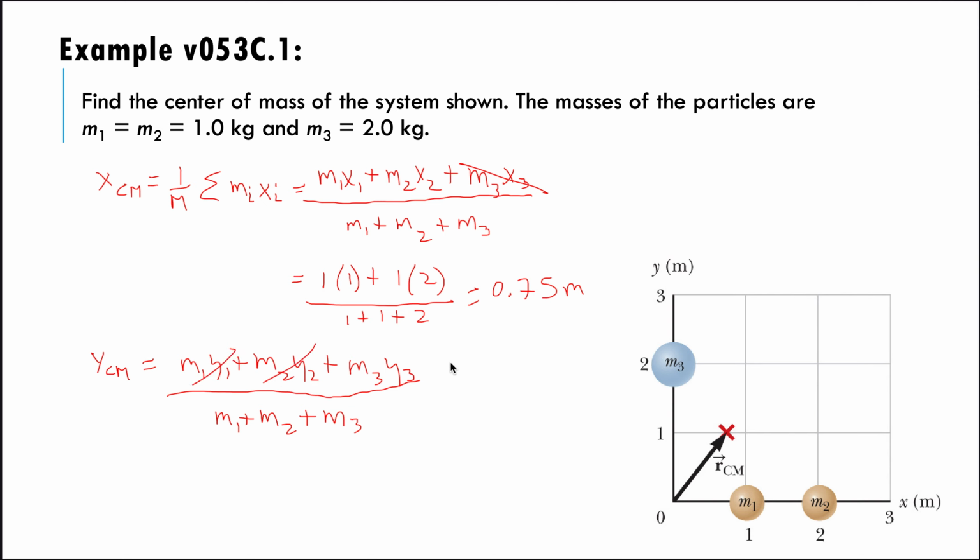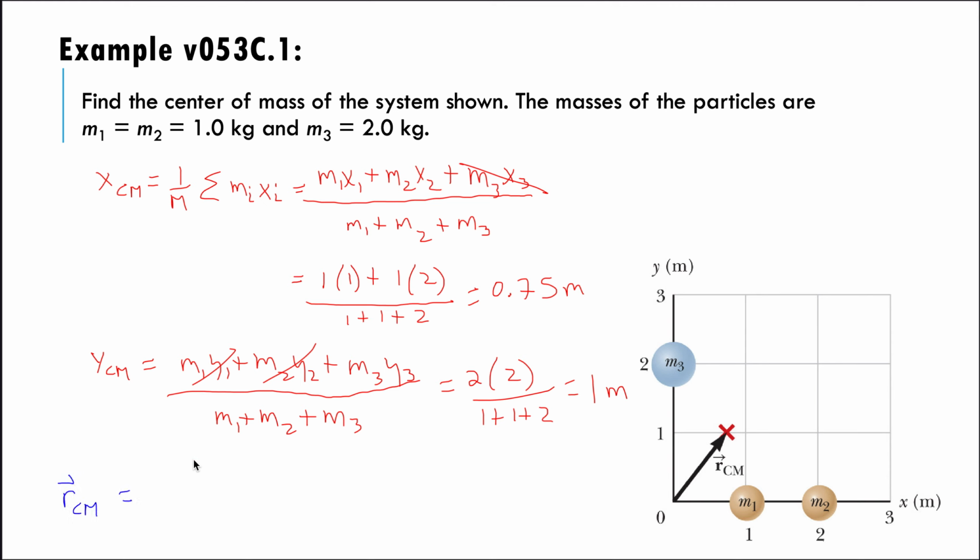And then all we have left is M3 y3, so 2 times 2 divided by the sum of all the masses, 1 plus 1 plus 2. So that gives us 4 over 4, which is 1 meter. So once we have the x, y, and z coordinates, in this case the z coordinate is going to be 0, when we have those coordinates, we can go ahead and write our position vector, r, center of mass.